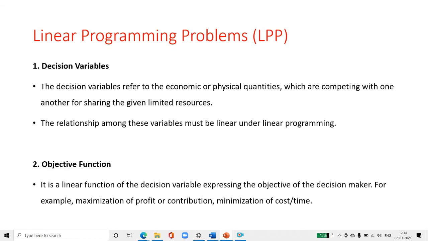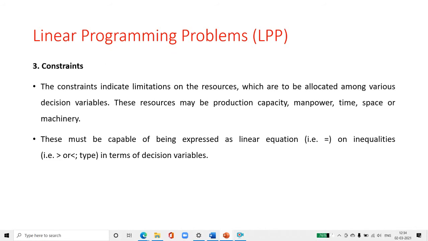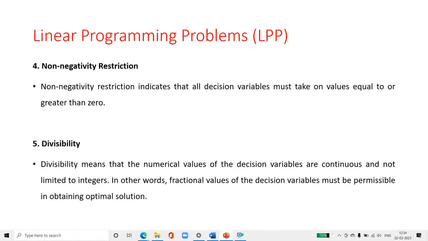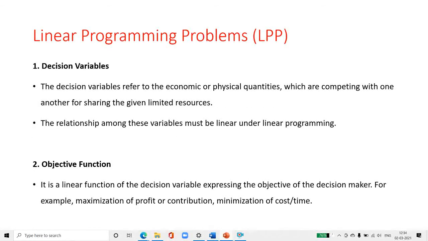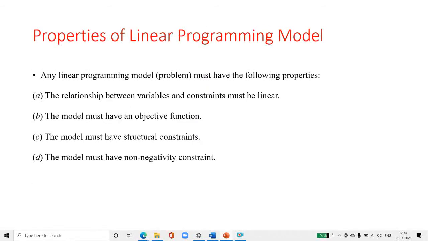So for solving the linear programming problem, these are the different components used: decision variable, objective function, constraint, non-negative restrictions, divisibility. Okay, so these are the different components used in a linear programming problem.